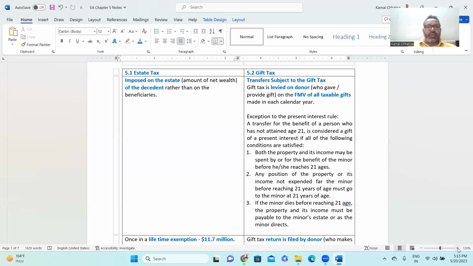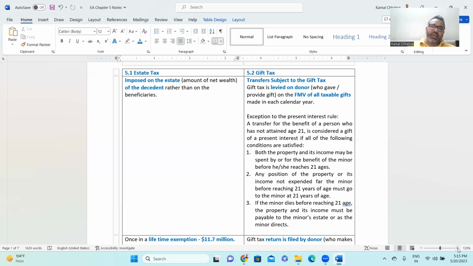In the same way, the estate of the person who has died is taxable in the hands of the executor, and the gift is taxable in the hands of the person giving the gift. If you look at the right-hand side, transfers subject to gift tax: gift tax is levied on the donor. Who is the donor? The one giving the gift. And at what price? The fair market value of all taxable gifts.